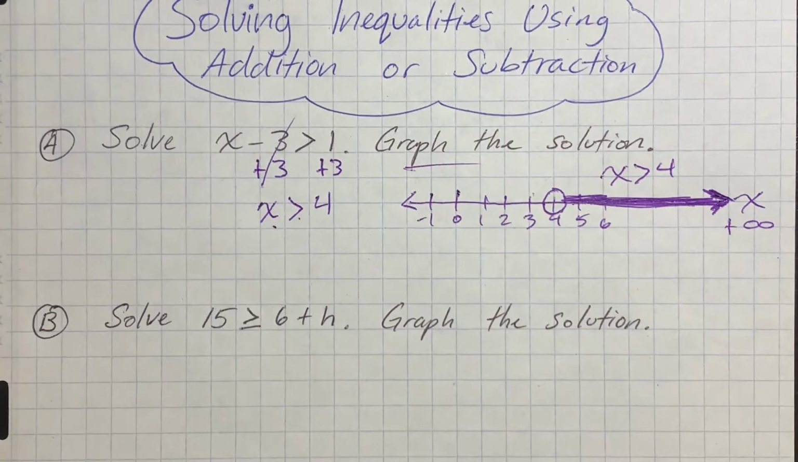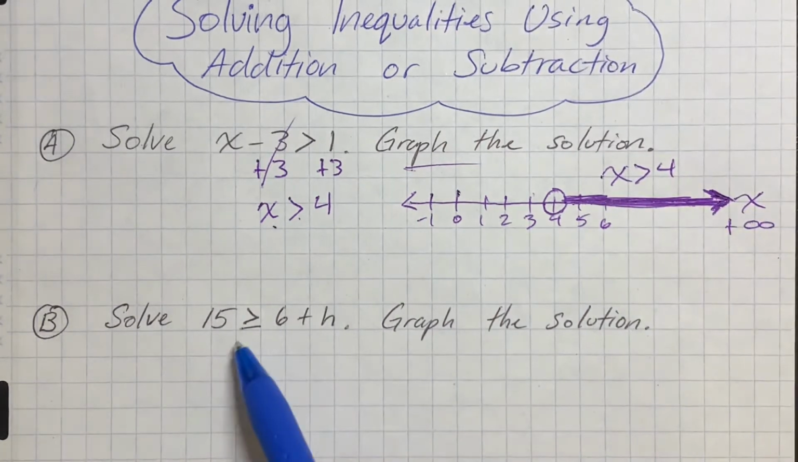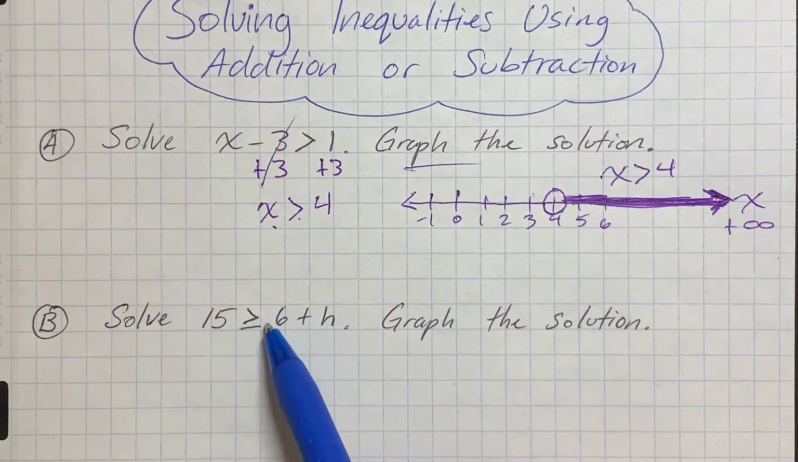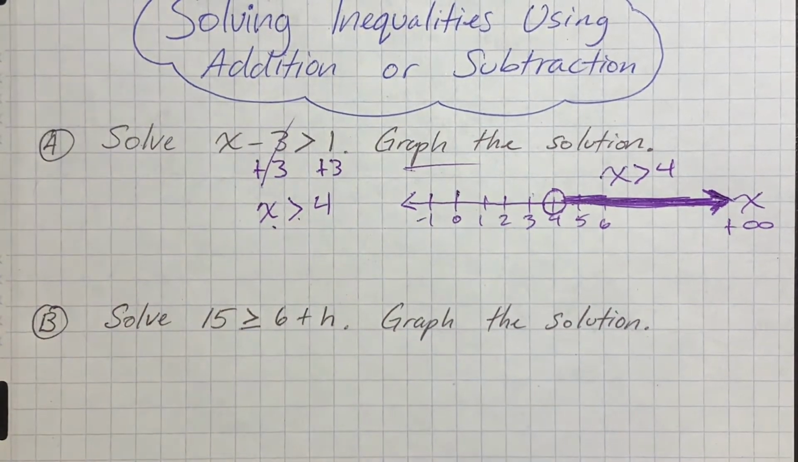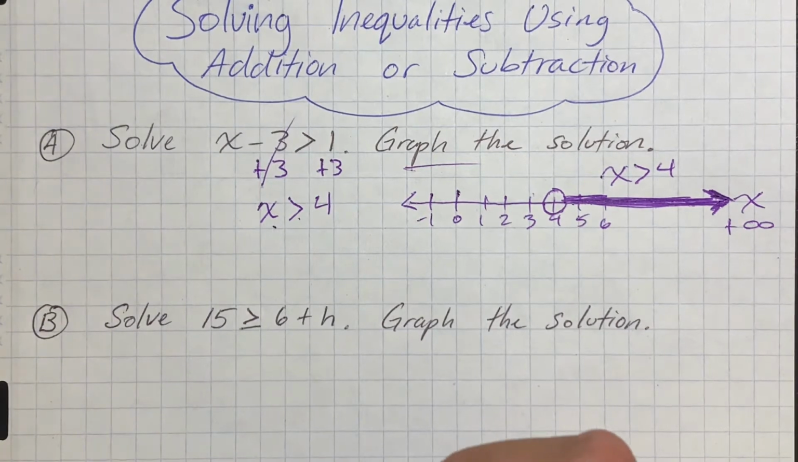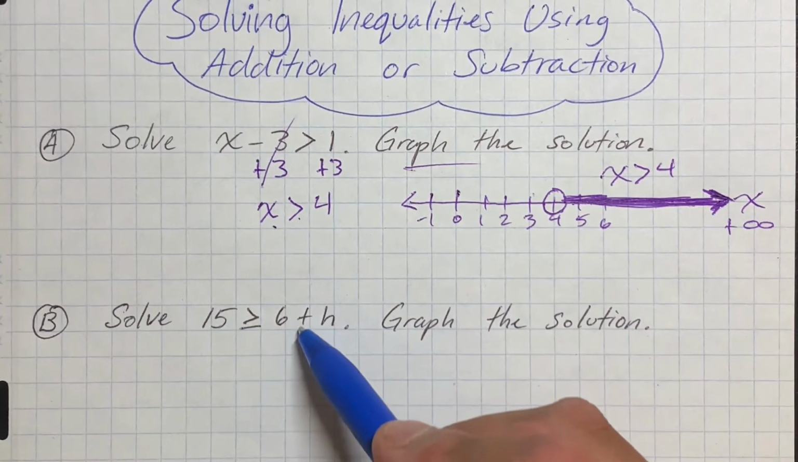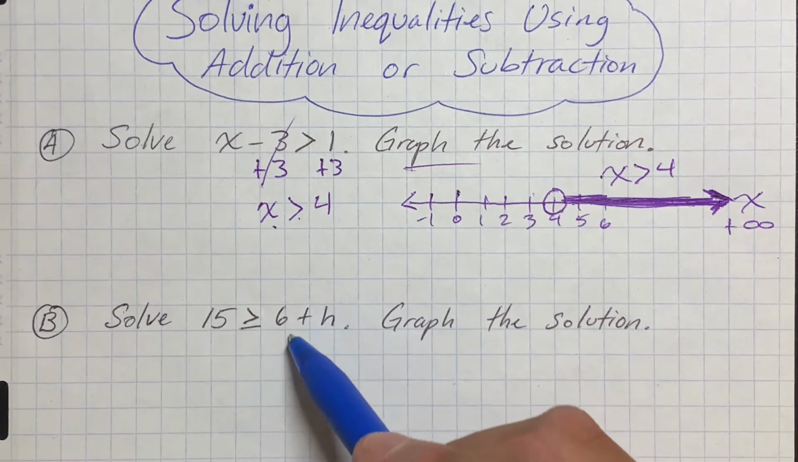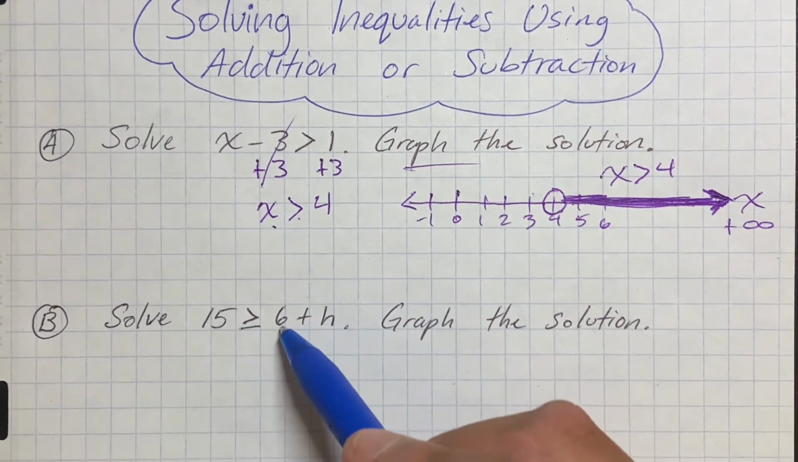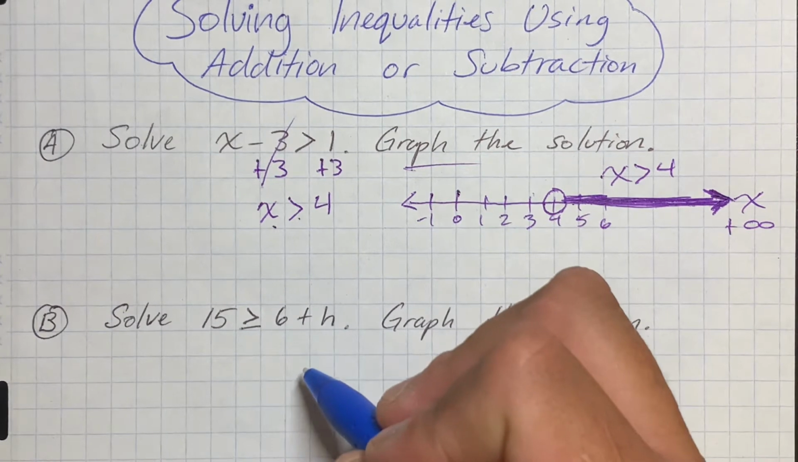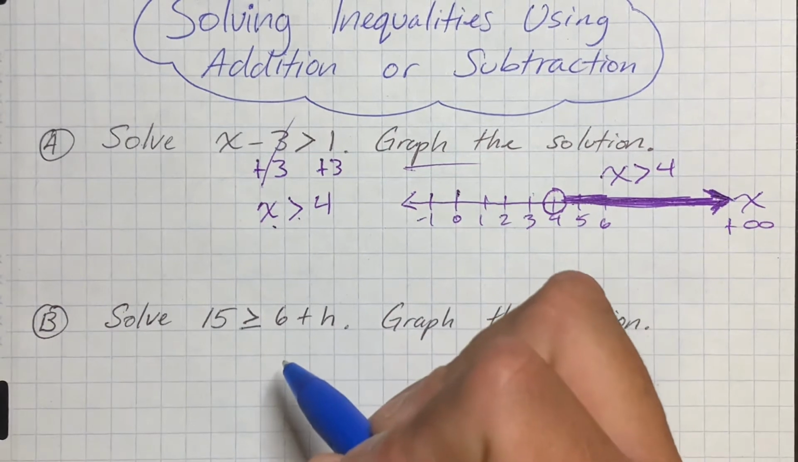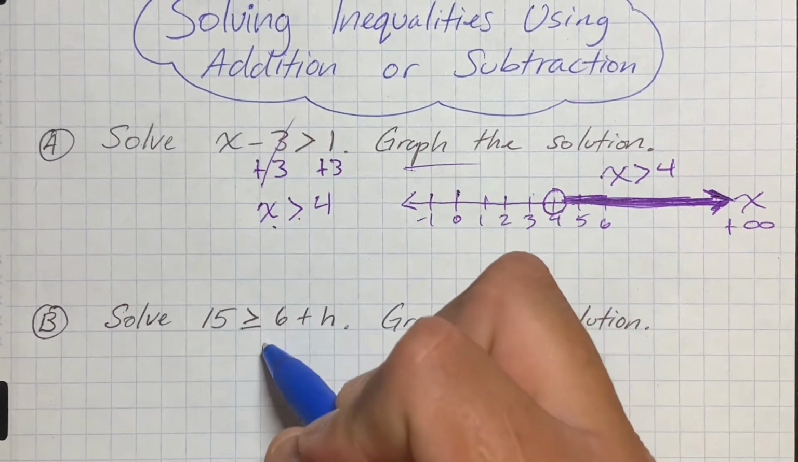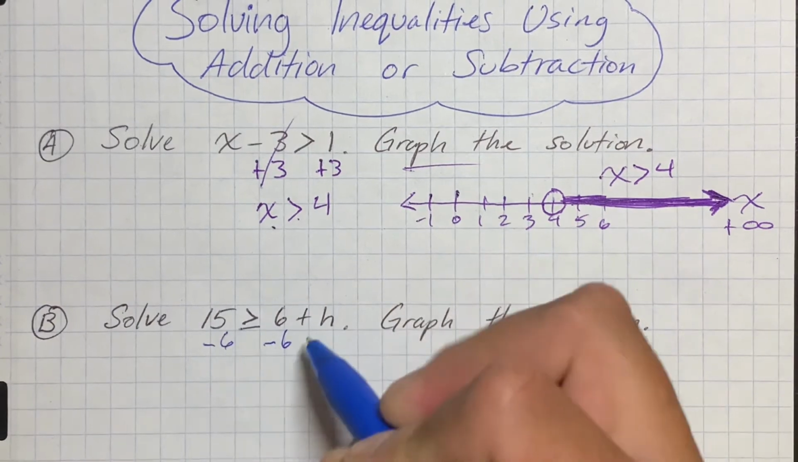Now for B, again, we want to solve and we see that 15 is greater than or equal to 6 plus h. And we're going to graph the solution. So we want to isolate the variable h. The opposite of addition is subtraction, so we're going to use the subtraction property of inequality, subtracting 6 on each side of the inequality.